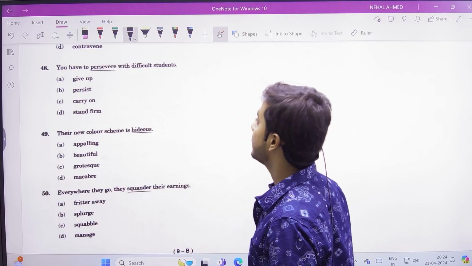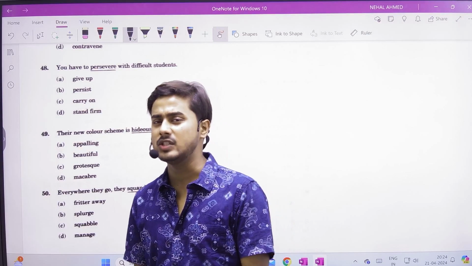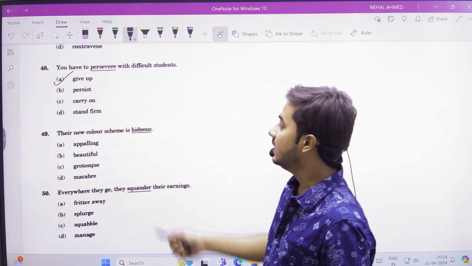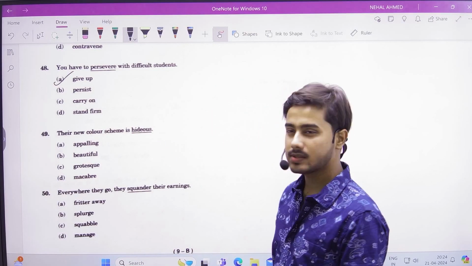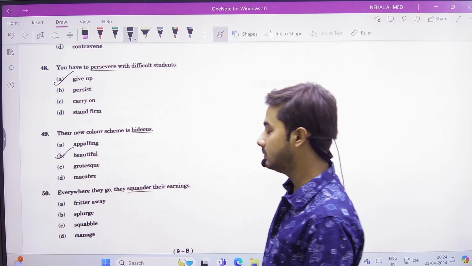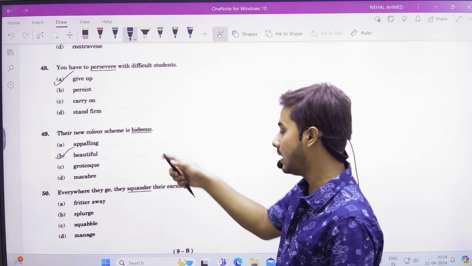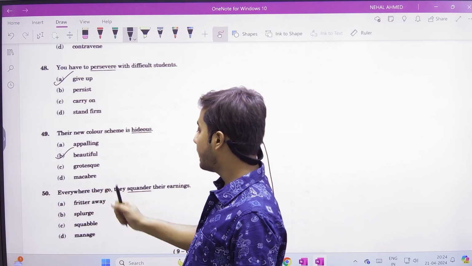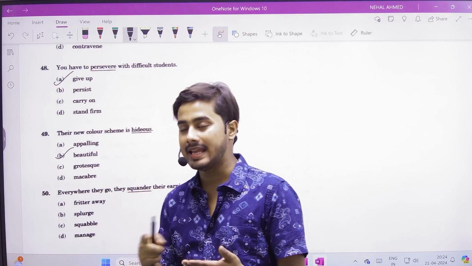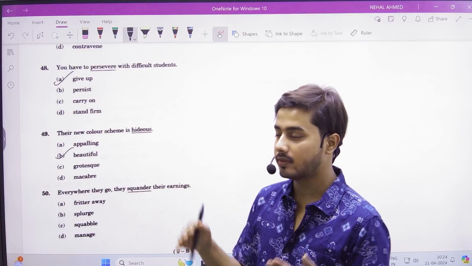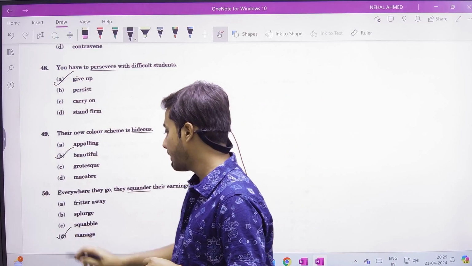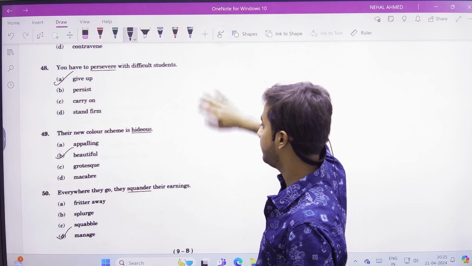You have to persevere with difficult students. Persevere means being very consistent. Thus, giving up is the right opposite. Their new color scheme is hideous. Hideous means something horrible, right? So beautiful could be the most appropriate meaning among the given options. Everywhere they go, they squander their earnings. Squander means spending extravagantly without being stressed about anything, without worrying, without having a proper calculation of something. So the appropriate opposite among the available options could be manage.